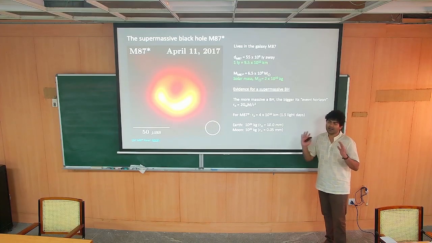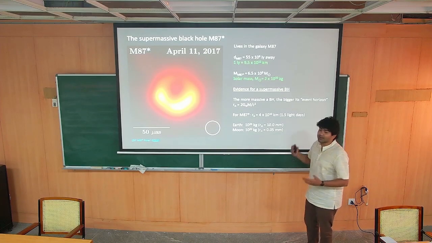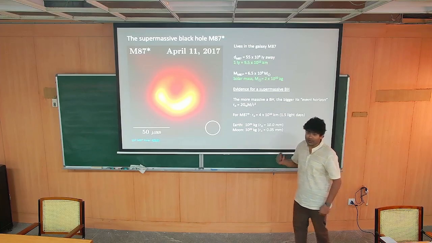I'm just setting the stage for the fact that these objects are absolutely astounding. The scales are phenomenal. This is a feat of astronomy. This is the best we could ever do. That's why it's taken so long.